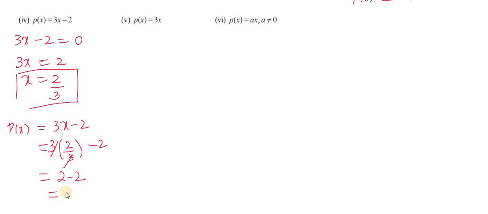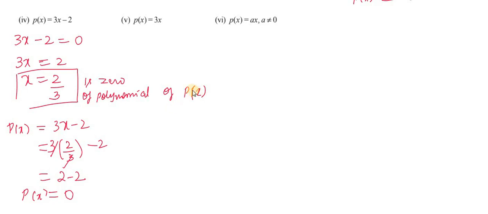What is 2 minus 2? It is nothing but 0. So we got that p of x is equal to 0 for which x value? That is nothing but 2 by 3. Therefore, 2 by 3 is the zero of the polynomial p of x.